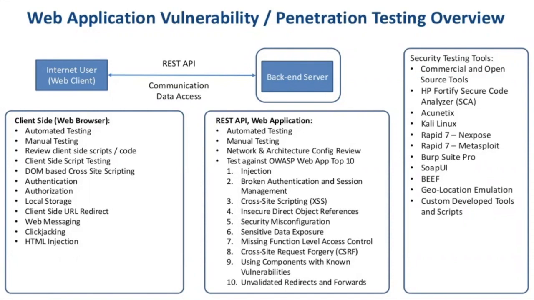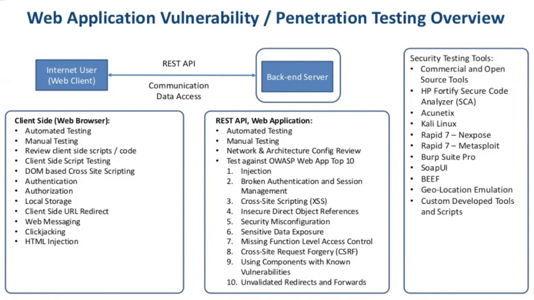Today I am going to share a brief overview about web penetration testing and web application vulnerabilities. So let's begin. As you can see in this diagram, we have an internet user connected to a web client, and through a REST API he has communication and data channel access to the backend server. Most of you know what a REST API is; if not, it is a kind of protocol wherein developers or testers can send and receive requests using GET and POST over the HTTP protocol.